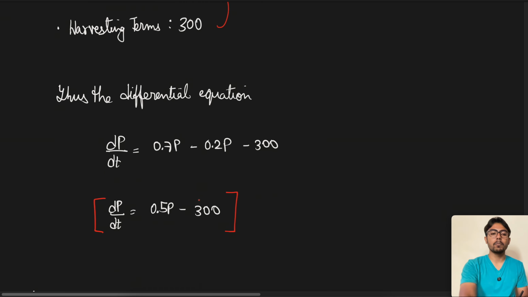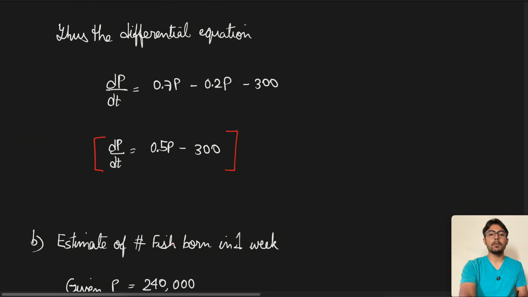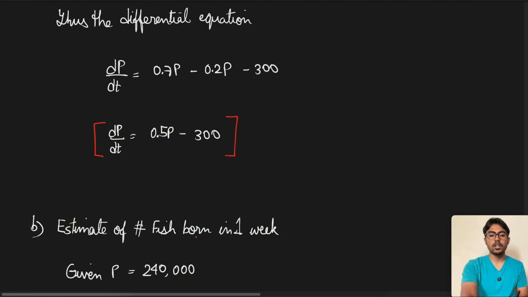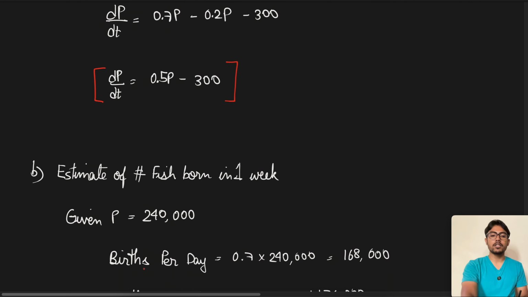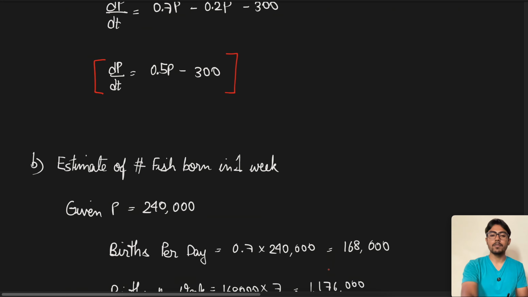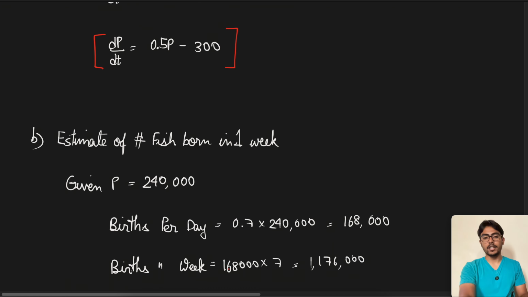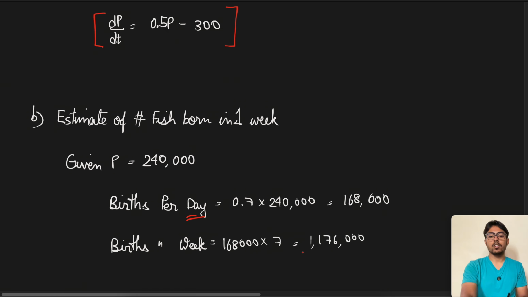Now let's go to part B. Estimate the number of fish born in 1 week. Given the population is 240,000, births per day is obviously 0.7 times the population, which is 168,000. Births per week, since this was per day as per the rate and now we want to find it per week, we simply multiply by 7, which comes out to be this much, right?